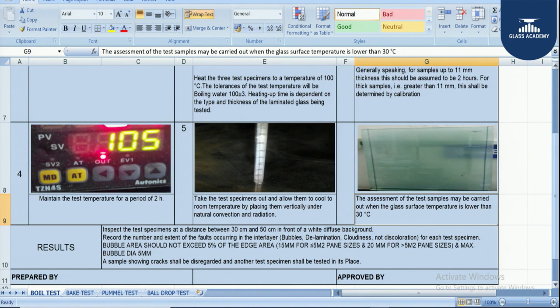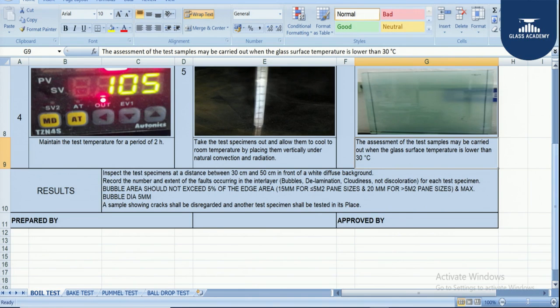Once the 2 hours at 100 degrees centigrade is completed, we remove the glass from the boil test chamber and inspect the glass against a background for bubbles, haziness and discoloration. For the result, inspect the test specimen at a distance between 30 centimeters and 50 centimeters in front of a white diffused background. Record the number and extent of faults occurring in the interlayer in the form of bubbles, delamination, cloudiness and discoloration.